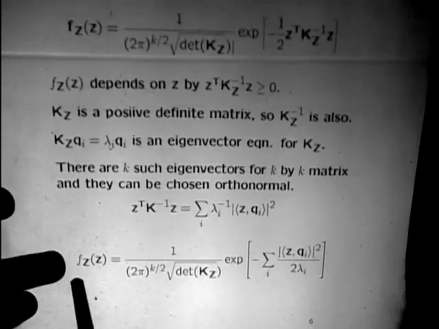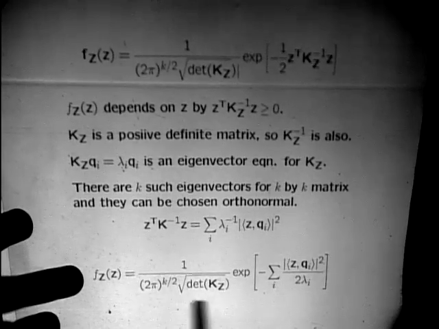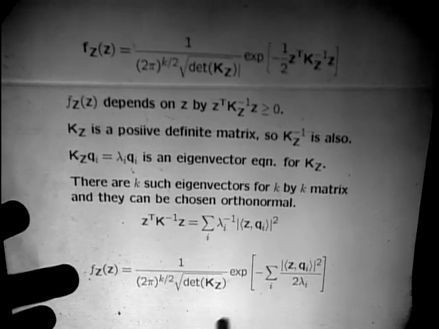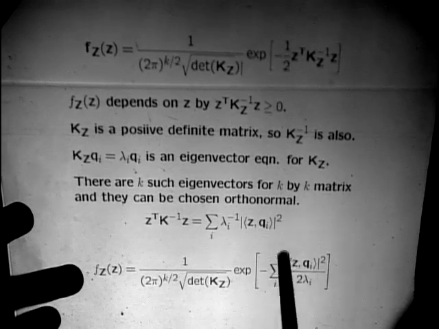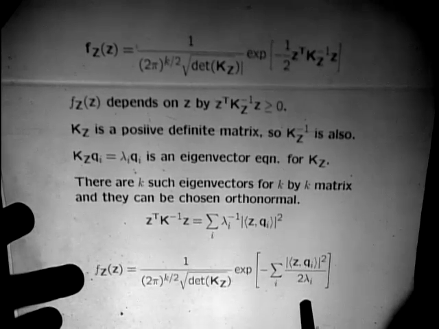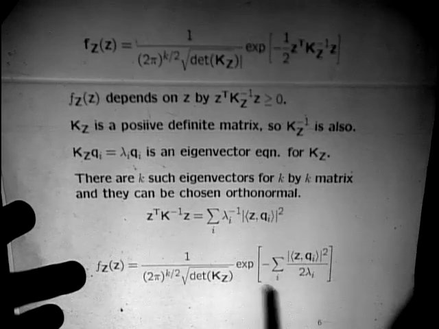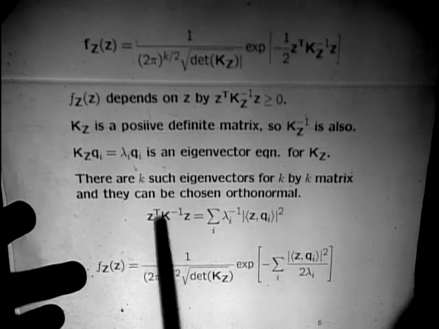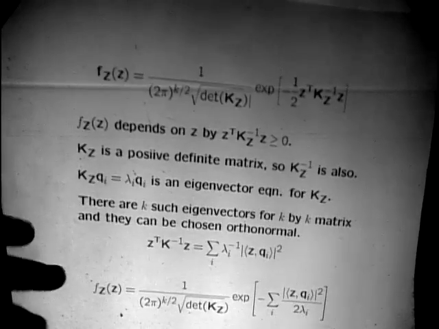So when you write the probability density in that way, we still have this here, we'll get rid of that in a minute, you have e to the minus the sum over i of these inner product terms squared divided by 2 times lambda sub i. That's just because this is equal to this. It's just substituting this for this in the formula for the probability density.